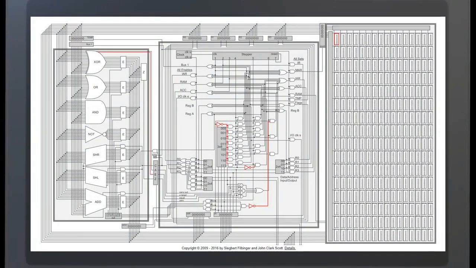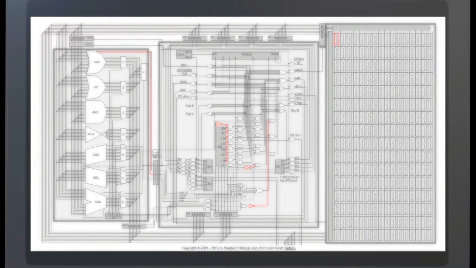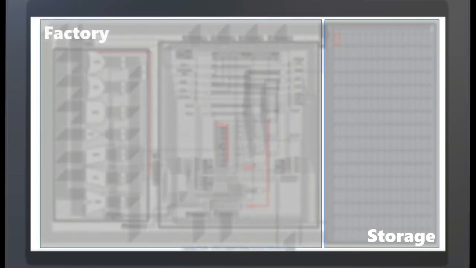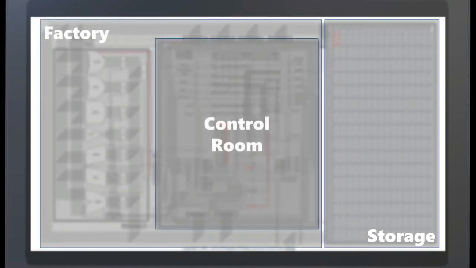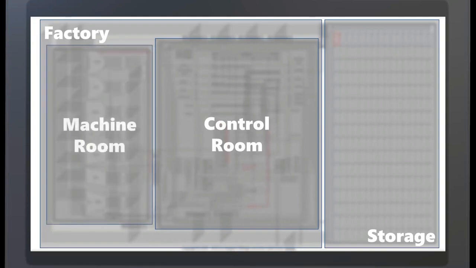Although it looks complicated, it does exactly what we've just talked about. The RAM on the right is just like a storage building with containers inside. The CPU on the left is like a factory with a control room that fetches and executes instructions from storage, and a machine room that processes the data.